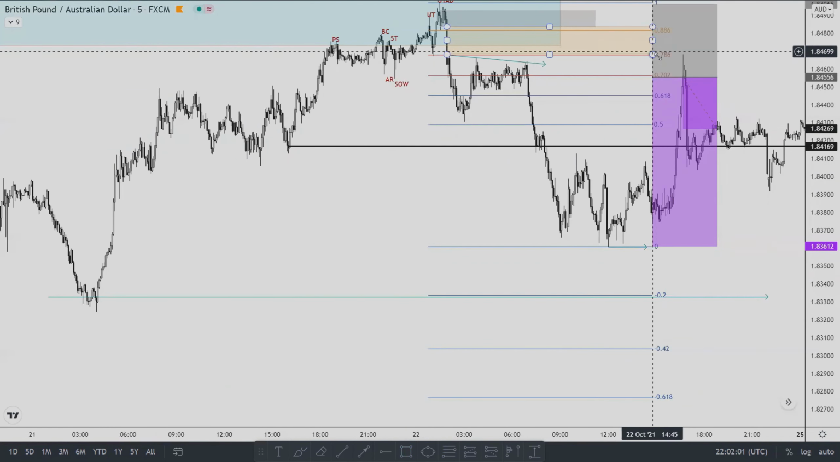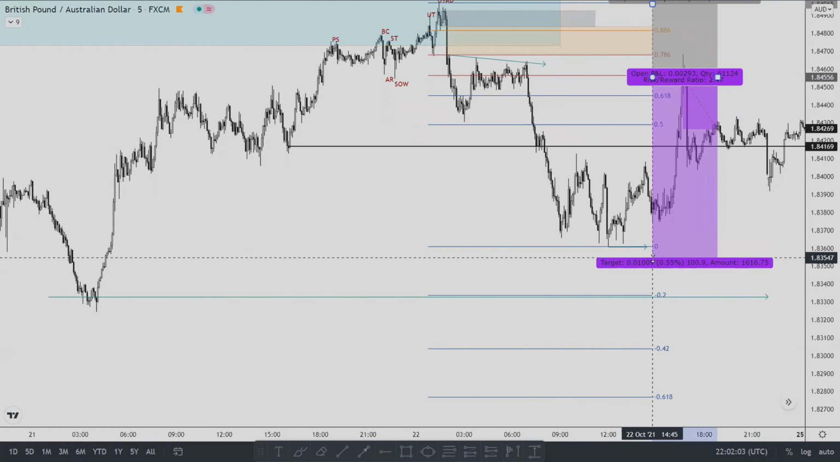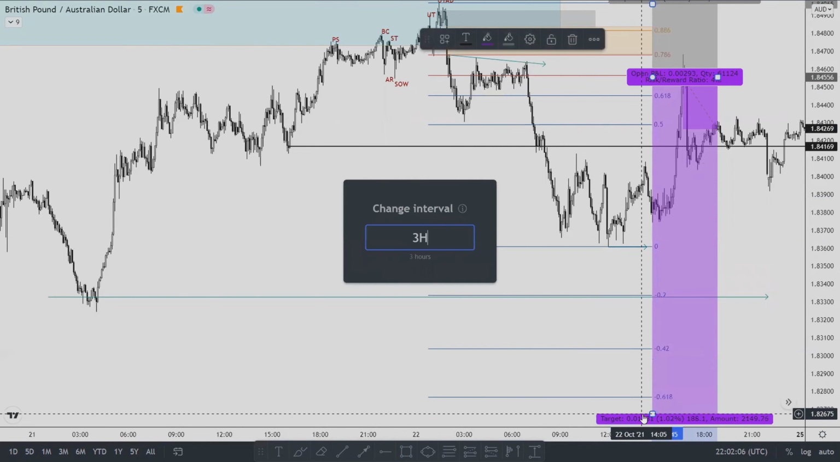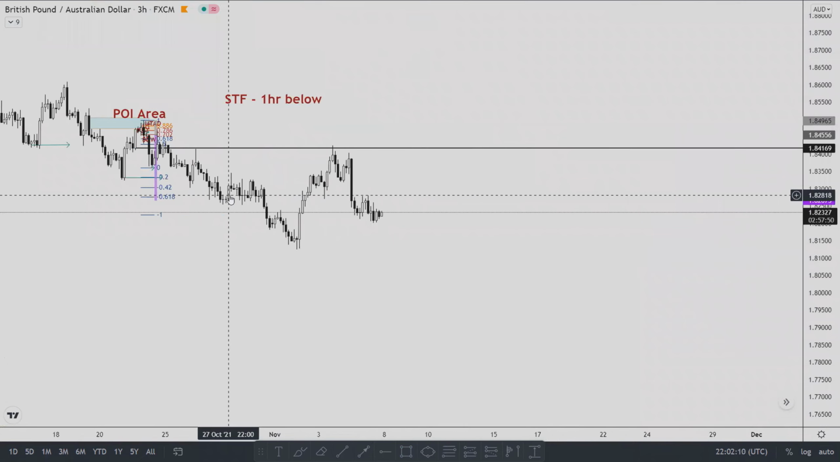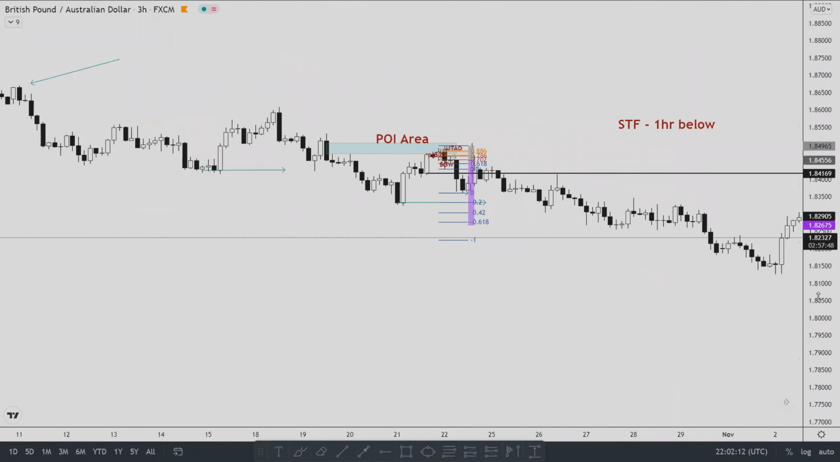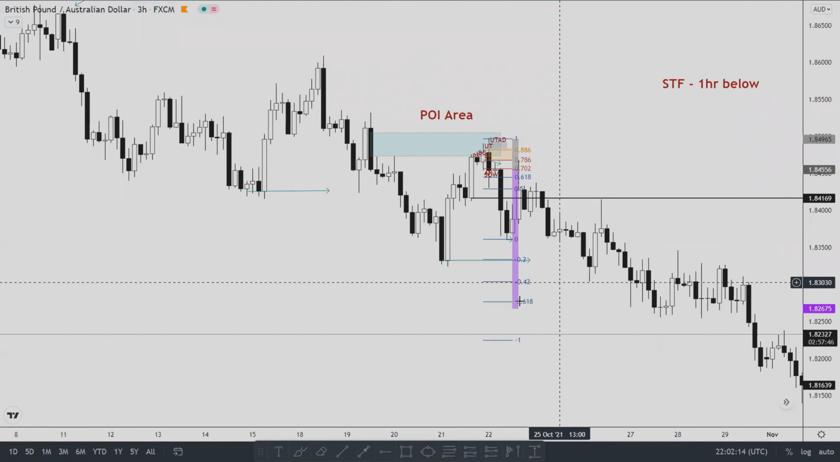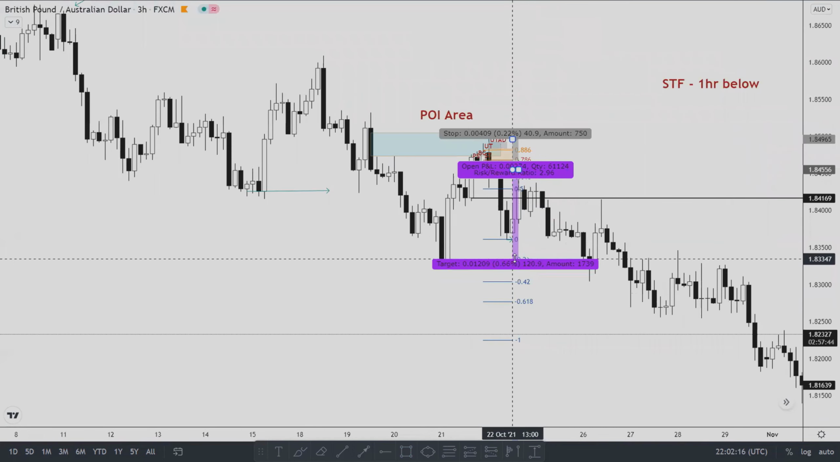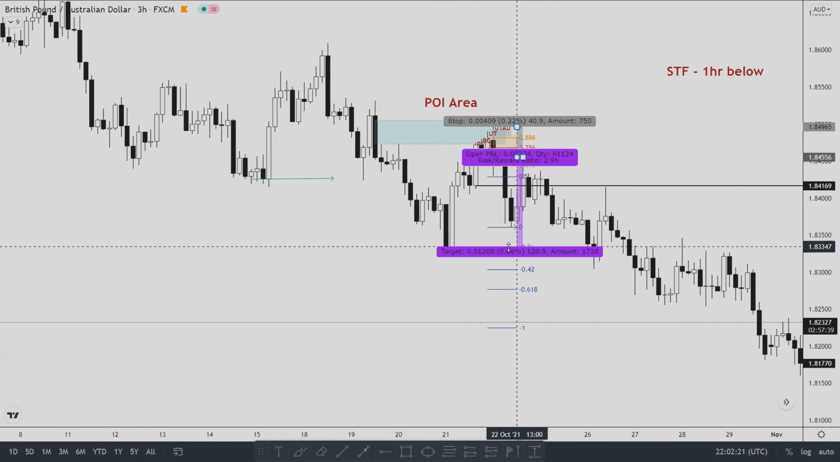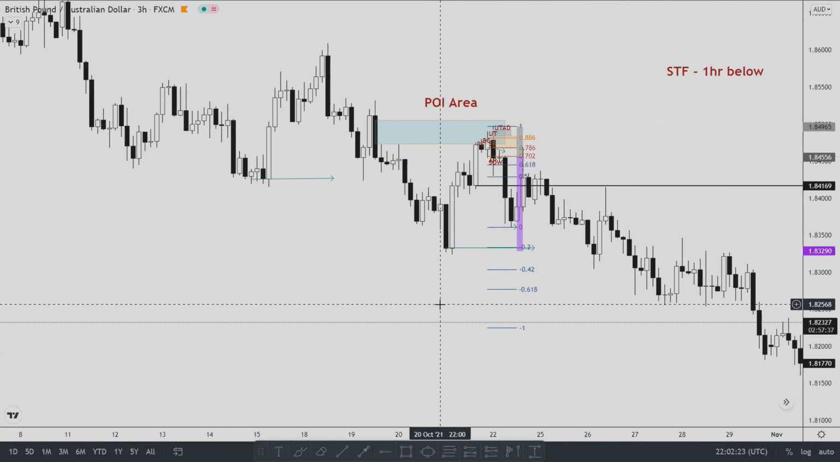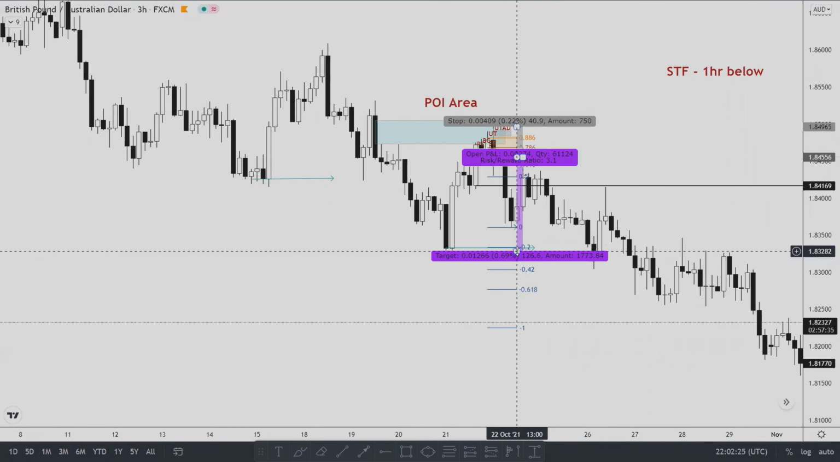So this is a 5-minute setup. A 3-hour time frame will be much bigger than that for the target. Let's see, where was that? Yeah, so for the 3-hour, at least you'll be looking at a lower low below this low. So that then becomes about a 1 to 3.